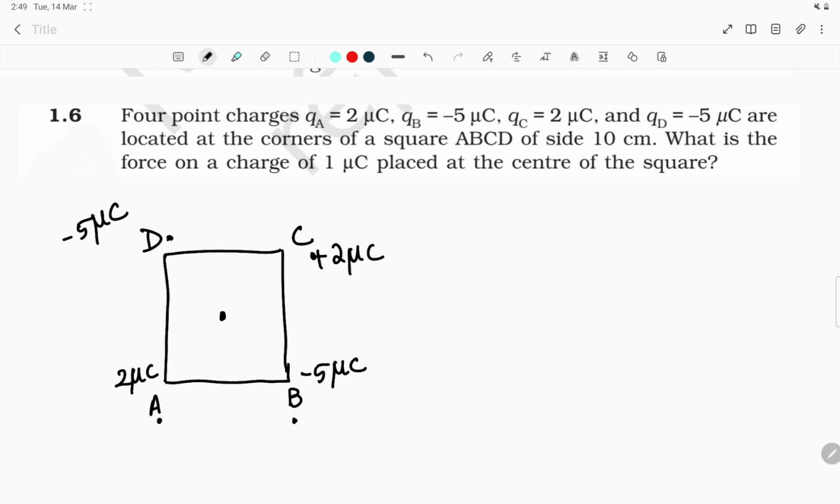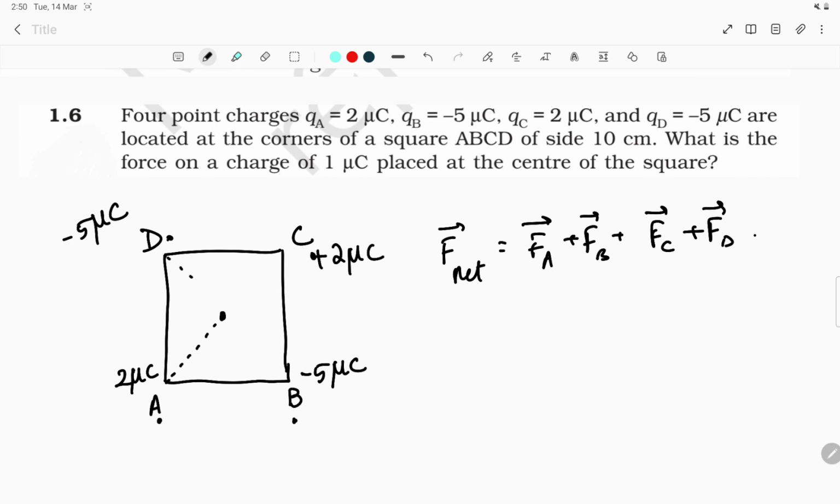So how will we solve this question? We just have to find out the net force. So F net is equal to FA vector plus FB vector plus FC vector plus FD vector. So this much we have to do. Now how to calculate this FA, FB, FC, FD? So we have these four forces.